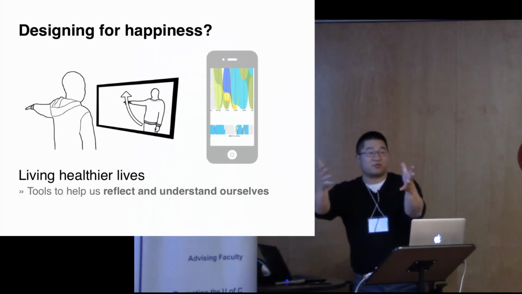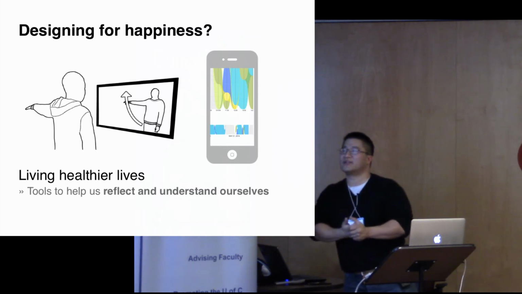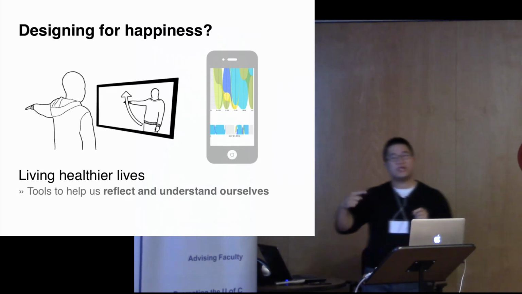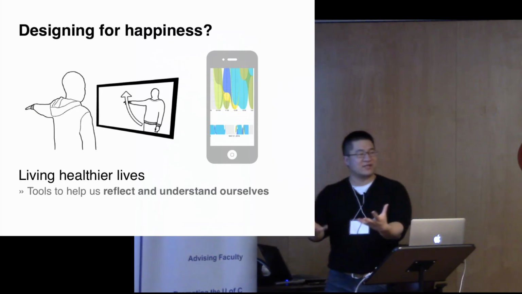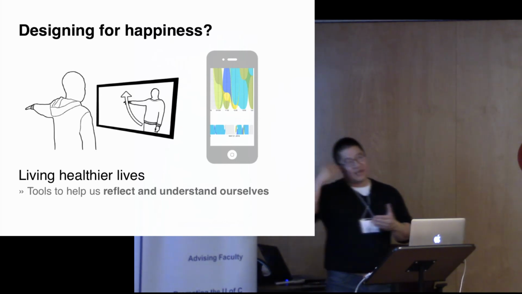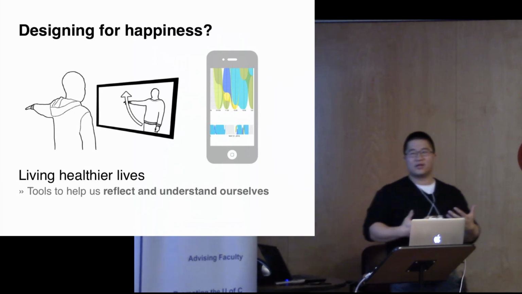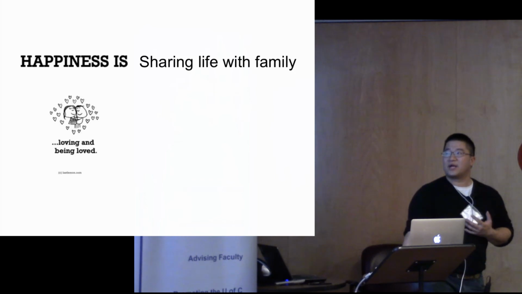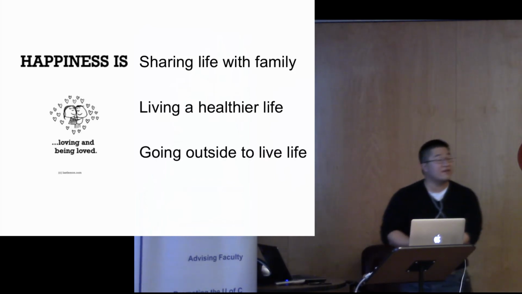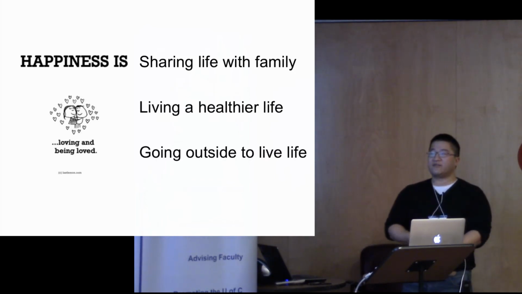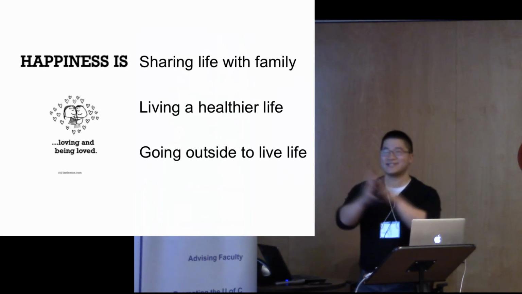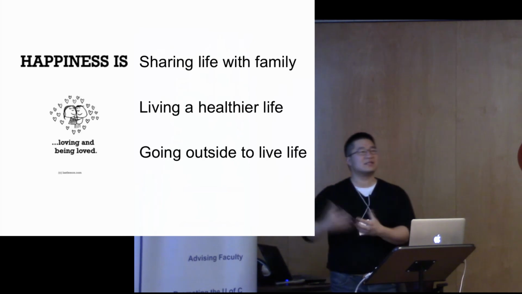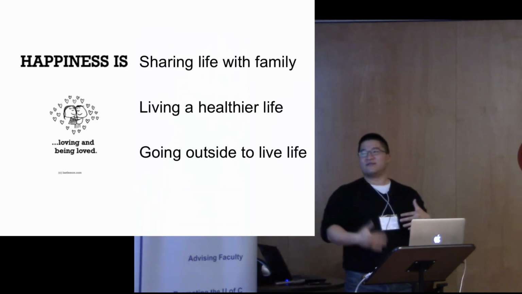When I think about all of those tools for designing for health, here, this picture is actually a reflection of yourself, right? So obviously it's kind of a cool little thing there. But these tools are trying to help us reflect on who we are and how we manifest in this data that's collected about us, to understand what is happening in our lives, to hopefully allow us to live healthier lives, right? So for me, when I think about happiness, it's about these three things: sharing life with family, living a healthier life, and going outside every once in a while, not just sitting in front of my computer. And so if I can build tools that help me do these things, then I think that I'm making myself happy.